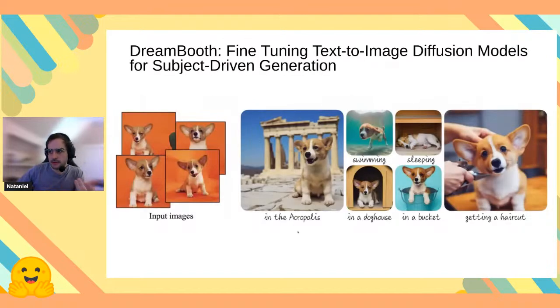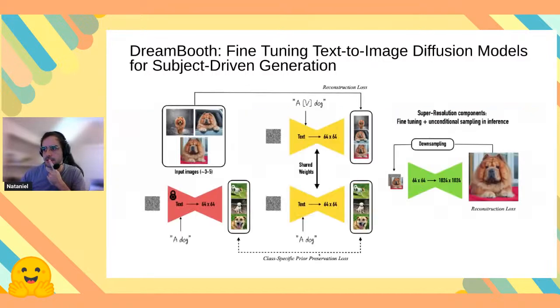So this is our main figure, where you have this dog and you can generate the dog in different contexts. That was one surprising thing about Dreambooth, that you were able to do this so well, and also that it was able to generalize to different poses and articulations.